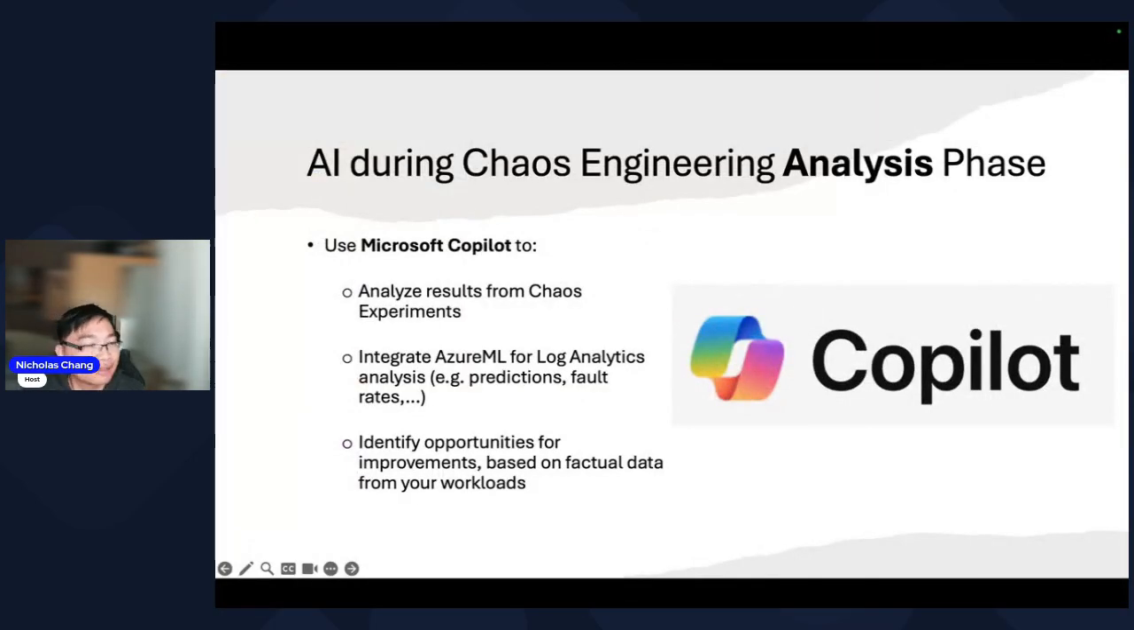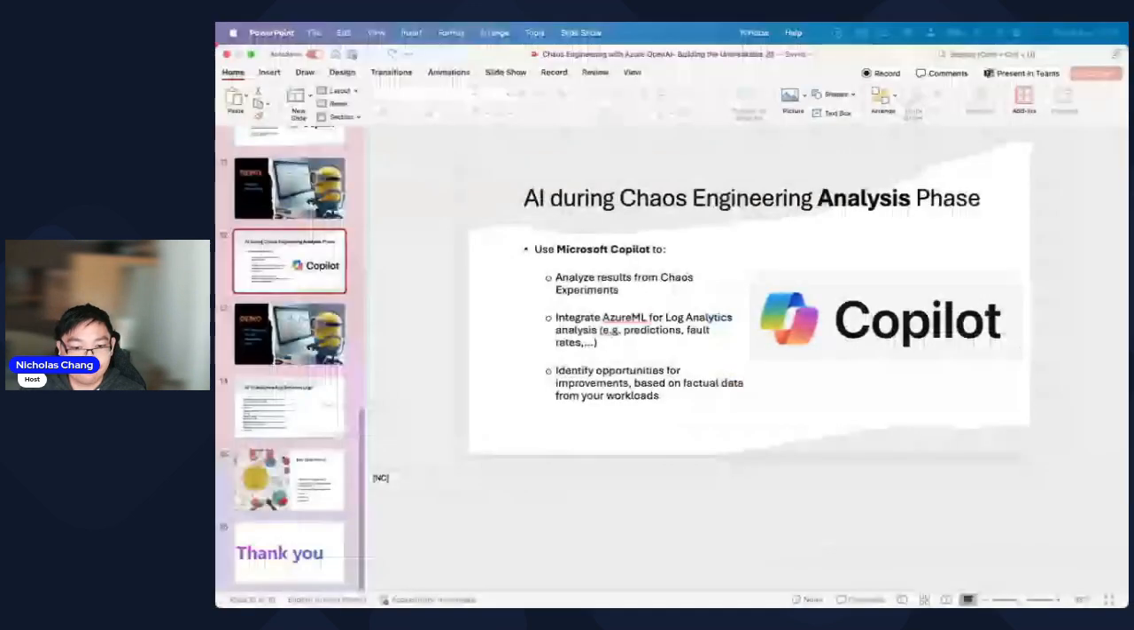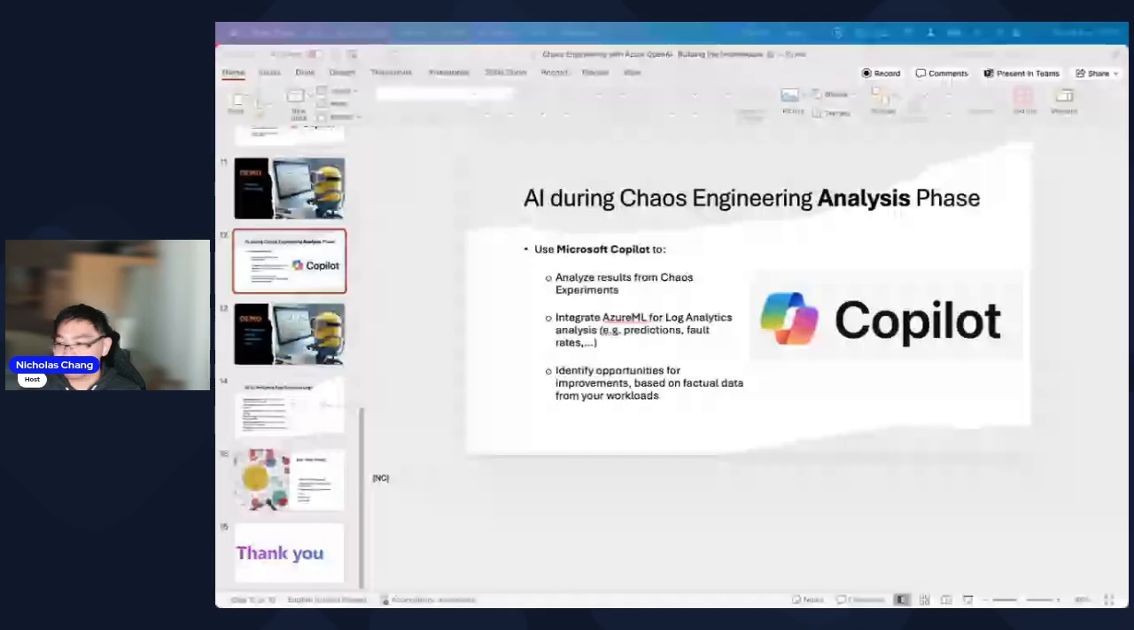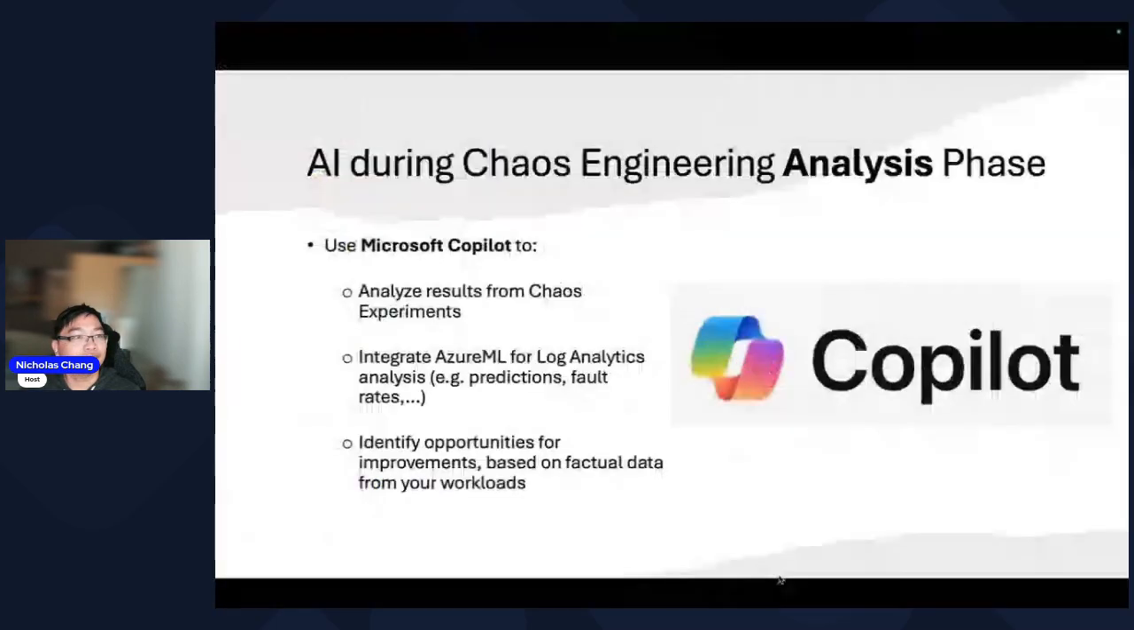Thanks for that, Peter. So I'm going to talk about AI doing chaos engineering in the analysis phase. There are different ways that we can use AI.